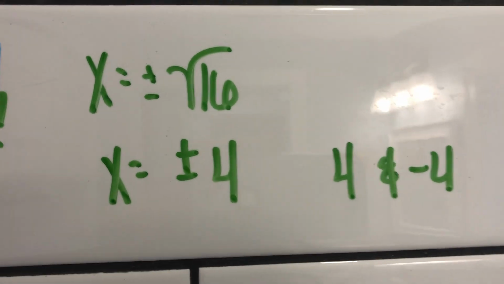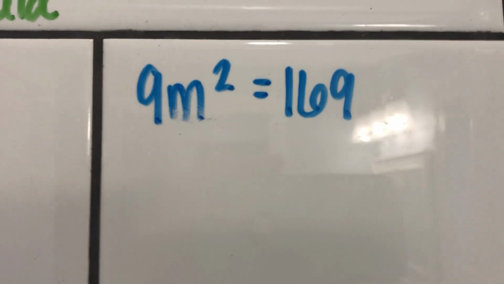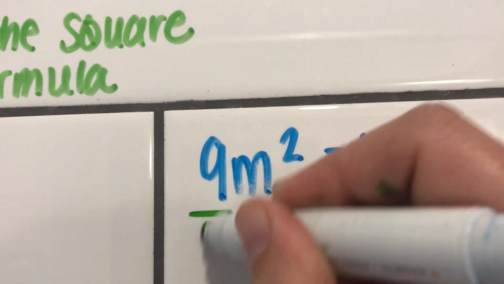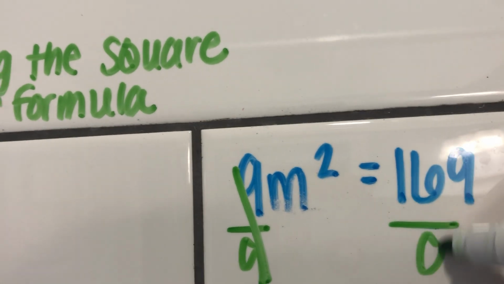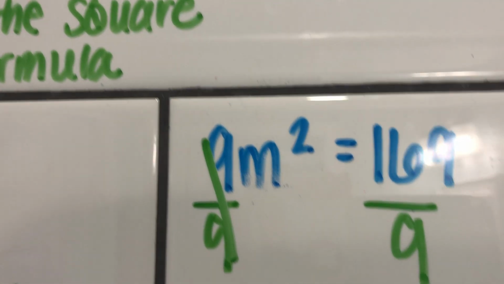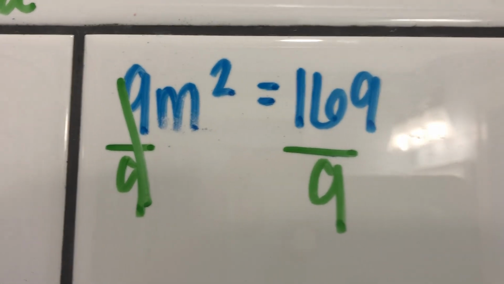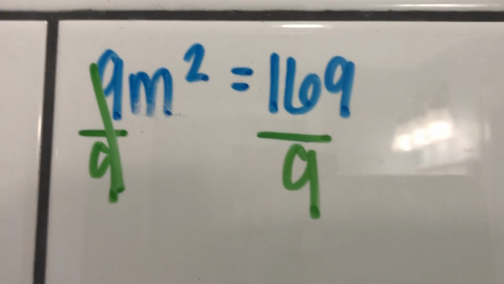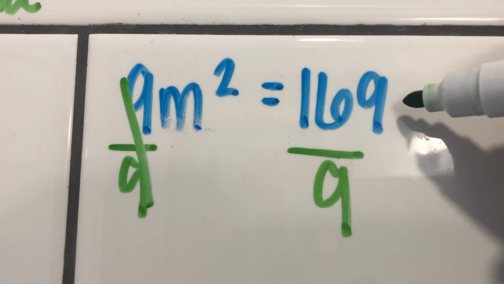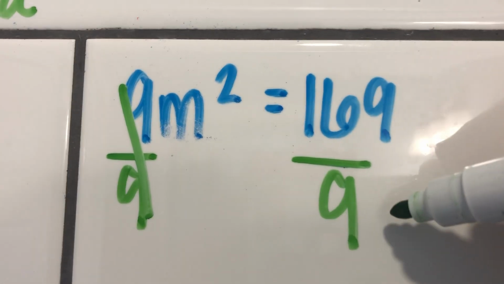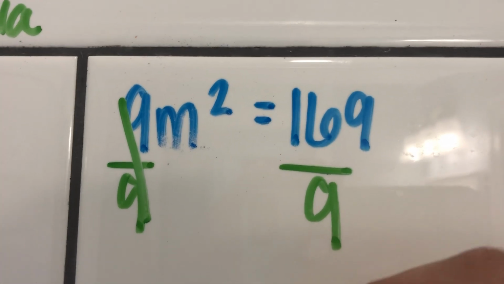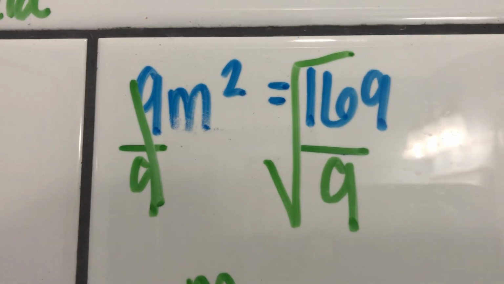I'm just going to jump to the next example now. This one, same thing, I'm isolating that m. So the first thing I'm going to do is divide by 9. And when I divide by 9 here, I'm left with, that's not going to be an integer. 9 does not fit into 169 evenly. What I do notice is that I have a perfect square in my numerator and a perfect square in my denominator. So when I get m alone, what I'm doing is finding the square root of that.